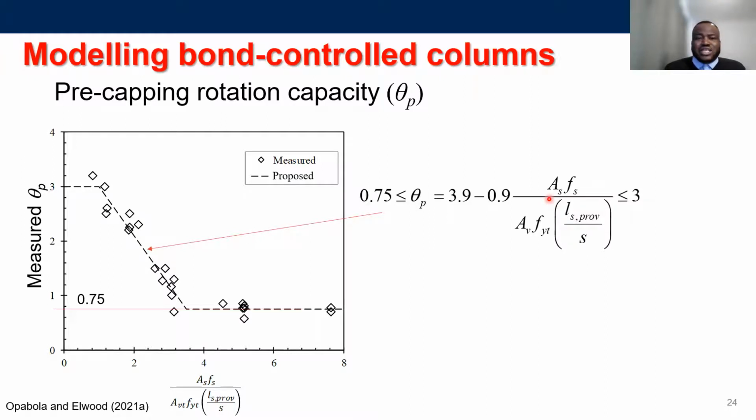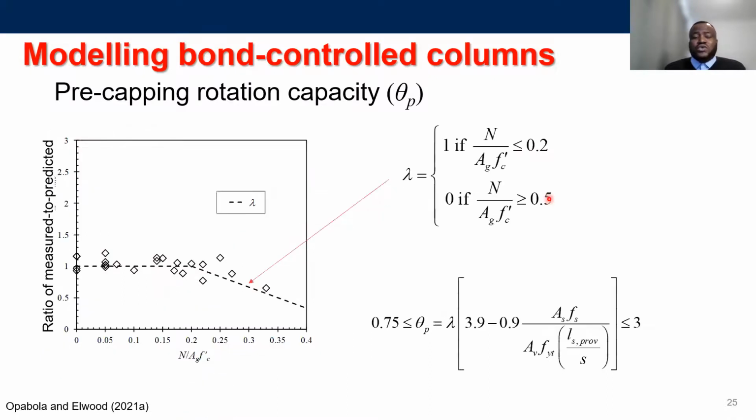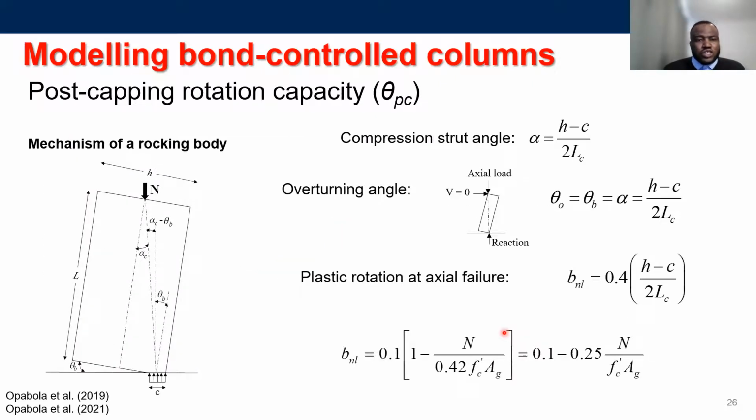But I must point out that this relationship doesn't account for the influence of axial load. So we looked at the model error in the previous equation that I showed, and we found that the model becomes unconservative after an axial load ratio of 0.2. You can represent that with an equation lambda, which is a multiplier to that equation, and that helps you capture the pre-capping rotation capacity of a column expected to be bond controlled due to short splices. So once splice failure occurs, like I mentioned, you transition into a rocking mechanism. Some time back, I developed a rocking model for capturing the rocking behavior of columns with plain bars.